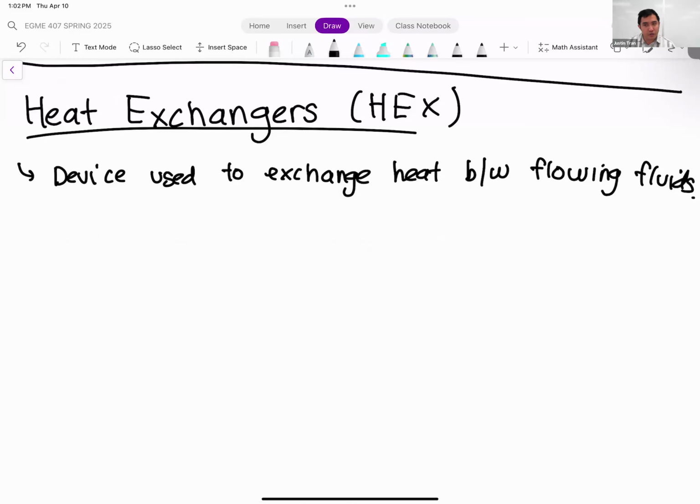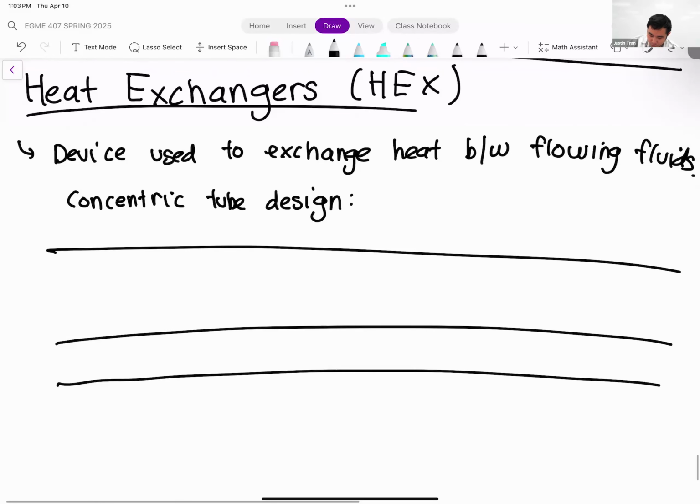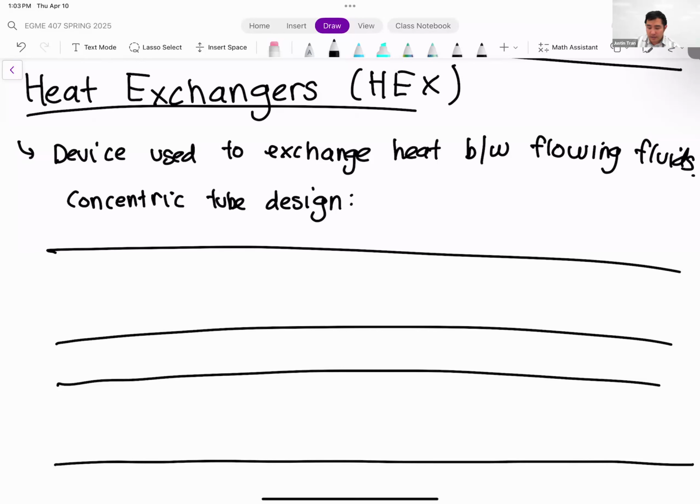There are lots of different types of heat exchangers, with different designs, geometries, and setups. The one that we're focusing on in this class is the concentric tube heat exchanger. For a concentric tube heat exchanger, the cross section looks something like this. You have two pipes, one pipe inside another pipe. Fluid 1 is in the inner pipe, and then in the outer pipe, you have fluid 2.